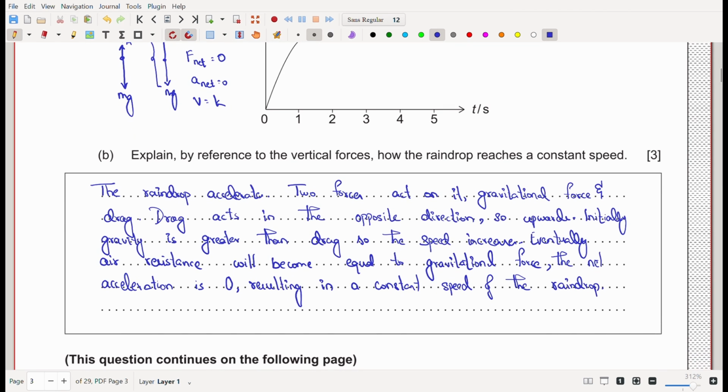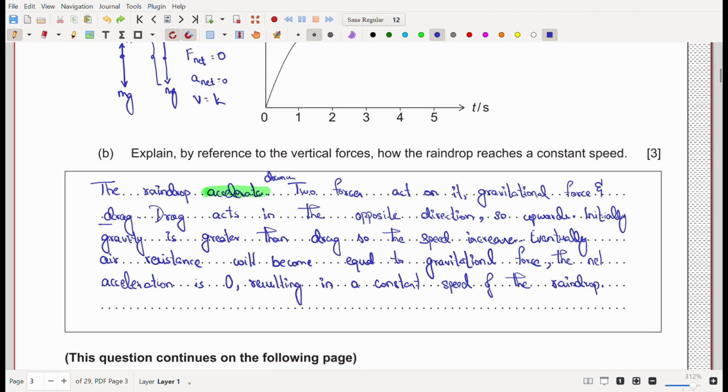So when we write this out in words, we have to keep a few things in mind. First of all, we have to make sure that we're writing out the fact that the raindrop is accelerating downwards. After that, two forces act upon it, gravitational force and drag. This drag acts in the opposite direction, upwards, and while gravity is initially greater than drag, the speed increases, but eventually air resistance will become equal to the gravitational force, so the net acceleration will become 0, resulting in a constant speed of the raindrop.